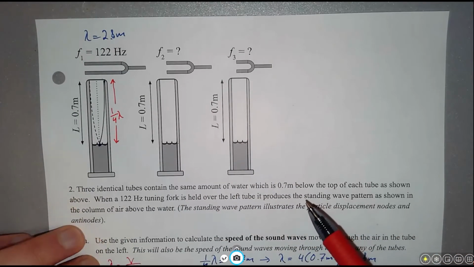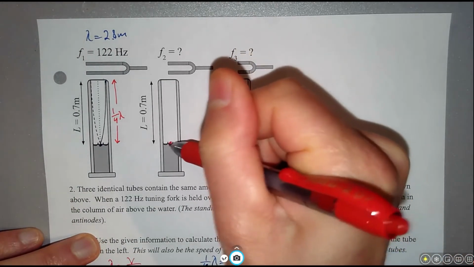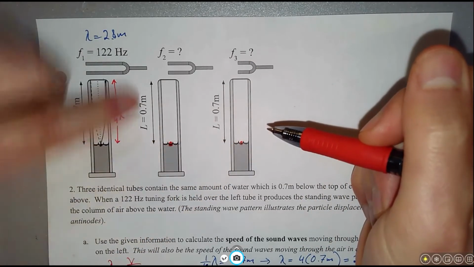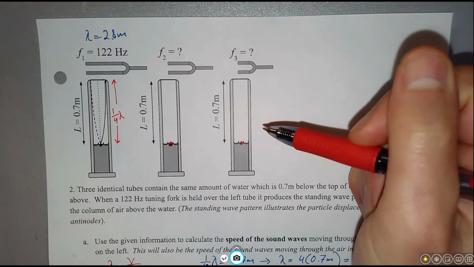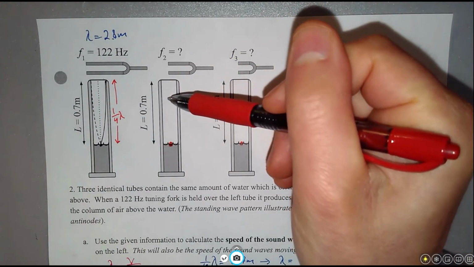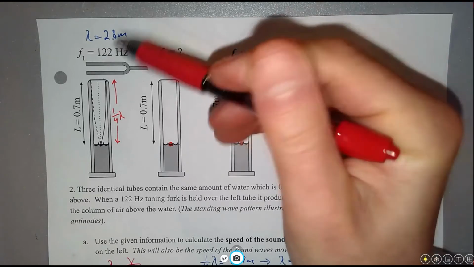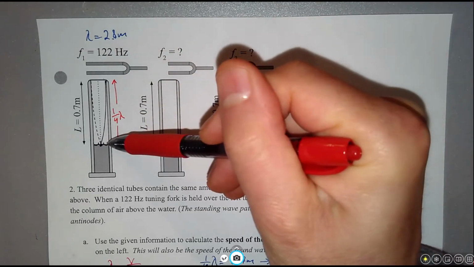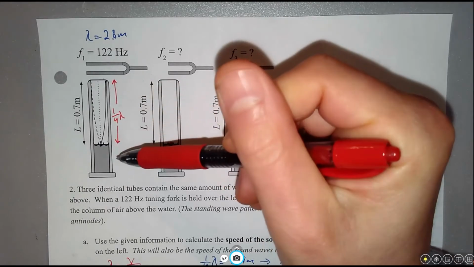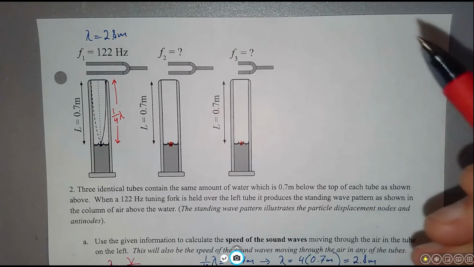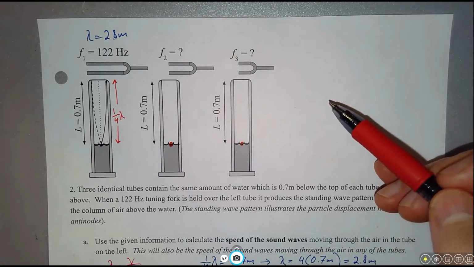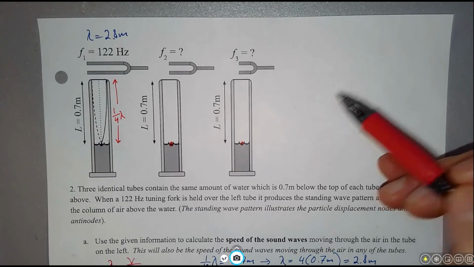Well, the only criteria is that the closed end has to have a node, so in either of these locations, and the open end has to have an antinode. If we can't put a node there, we've got to put a node somewhere else, so an antinode is there. So the first possible one has one node here and one antinode there, so it's a quarter of the wavelength that gets created. That sets up the standing wave. And the next possible one is going to have not a quarter of a wavelength that fits in that length, but 3/4 of a wavelength that fits in that length.